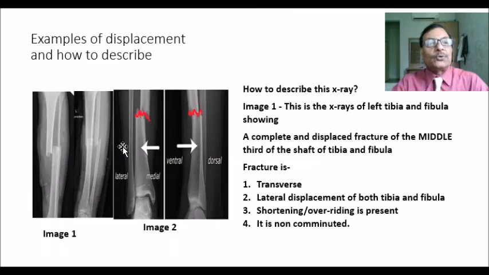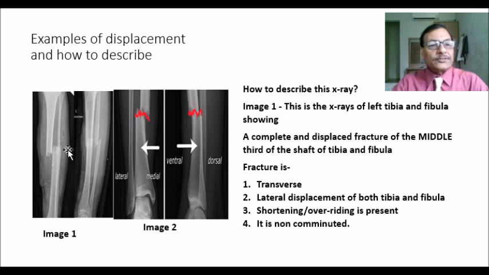So here is another example of how to describe these X-rays. These are the X-rays of the left tibia and fibula, AP and lateral views. There is a complete and displaced fracture of the middle third of the shaft of the tibia and fibula. So the fracture is complete and there is a displacement, and then the details of the fracture are to be defined.